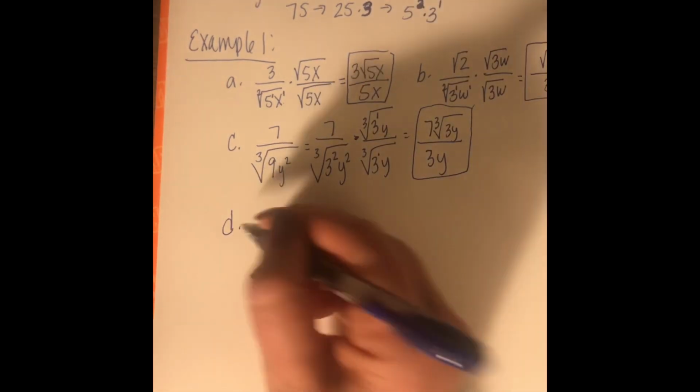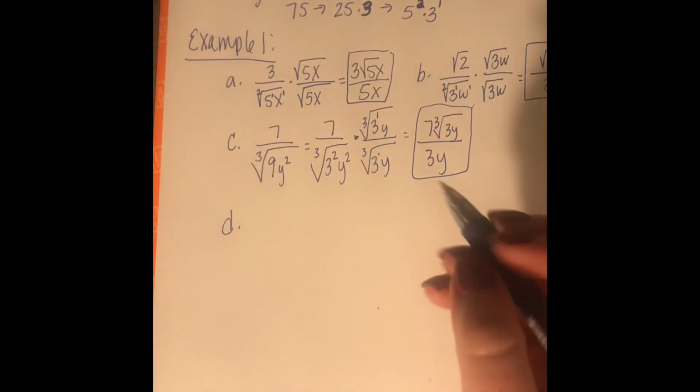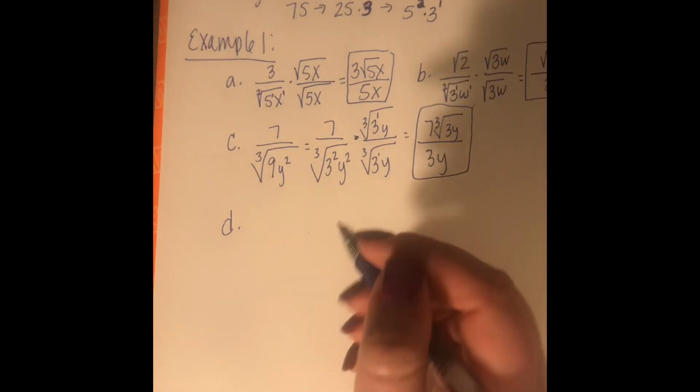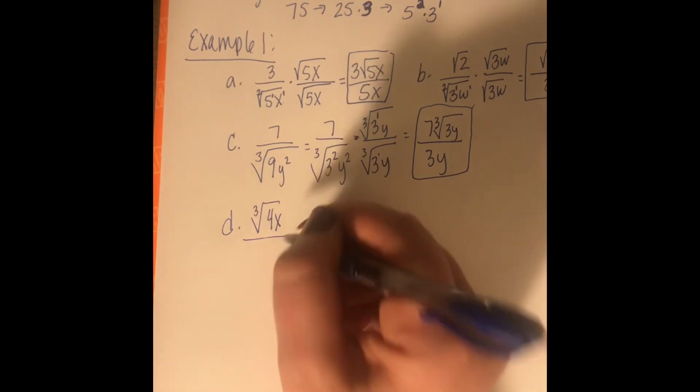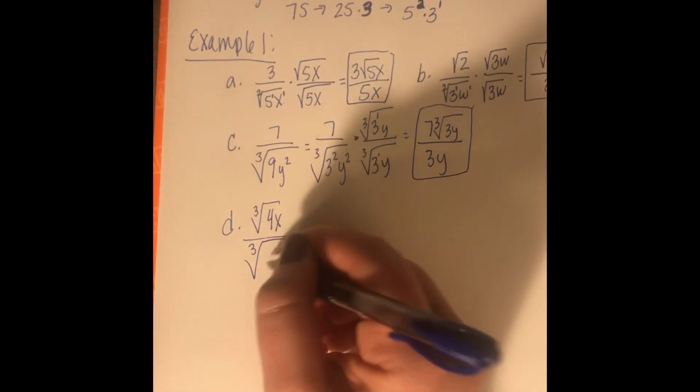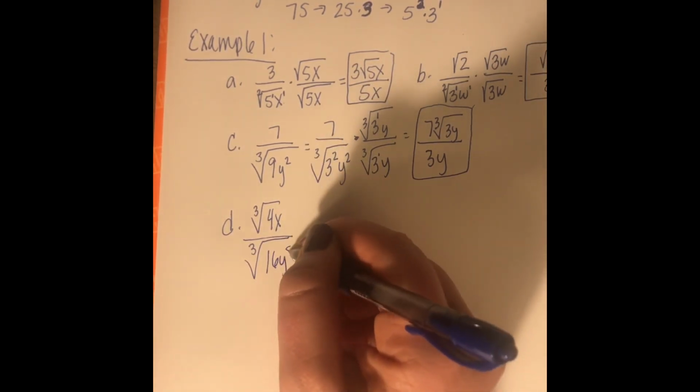And our last example for this type is part D. A little bit more simplifying, but the same process. We're doing the cubed root of 4x over the cubed root of 16y to the 5th.